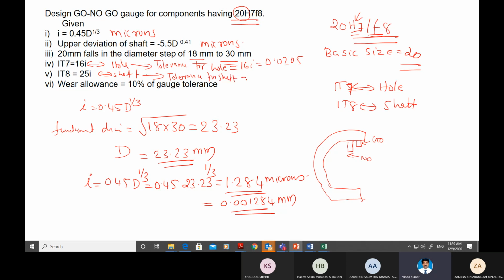Tolerance for shaft. What is tolerance for shaft? 25I. Can you calculate 25I here? IT8 is 25I, correct? Shaft 25 into this, how much? 0.0321. So we calculated tolerance for the hole and tolerance for the shaft. Up to this, any doubt you may please ask.